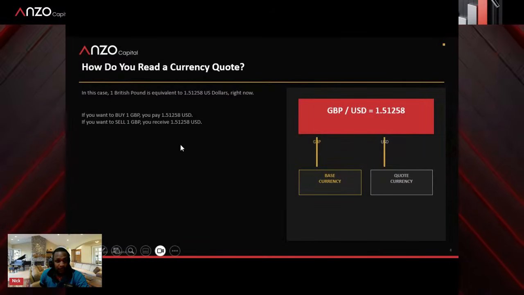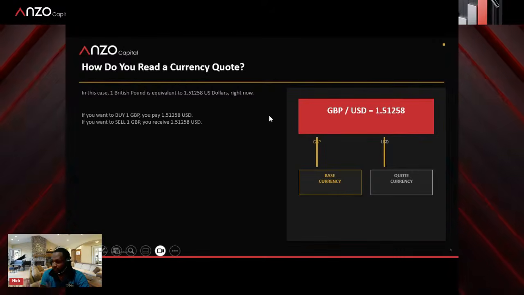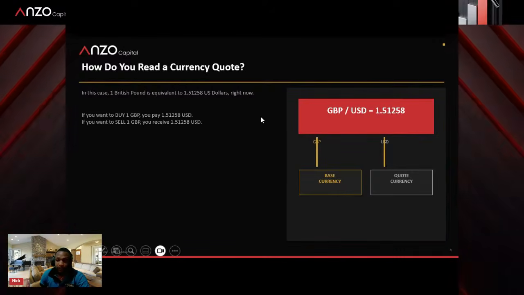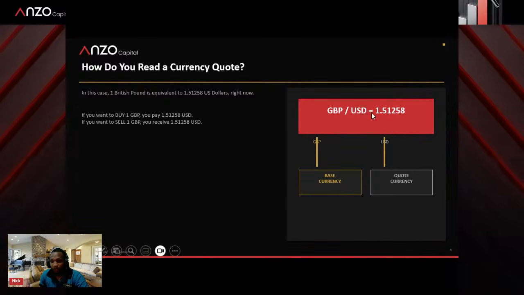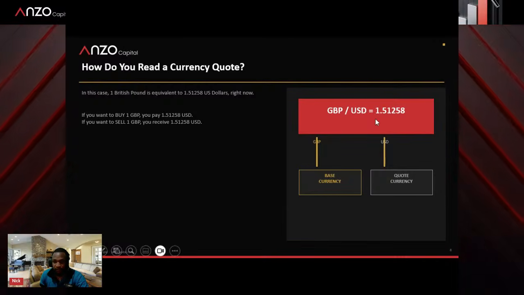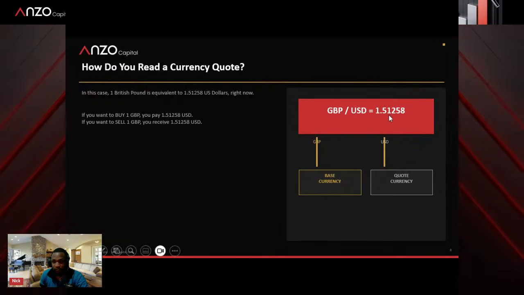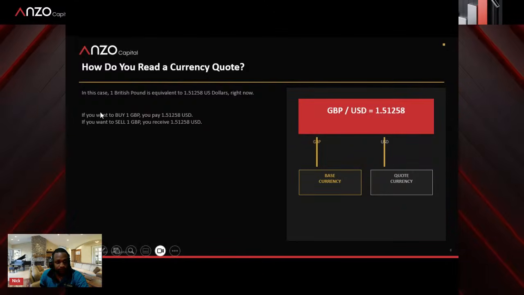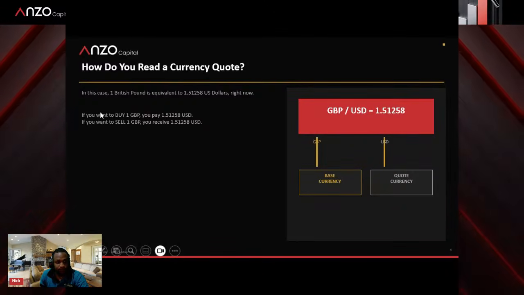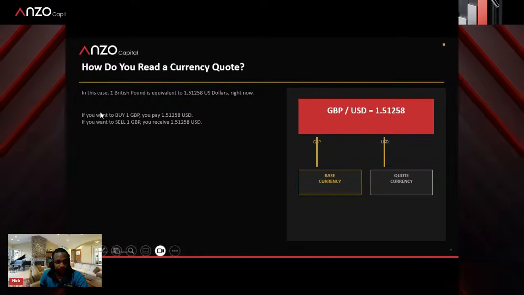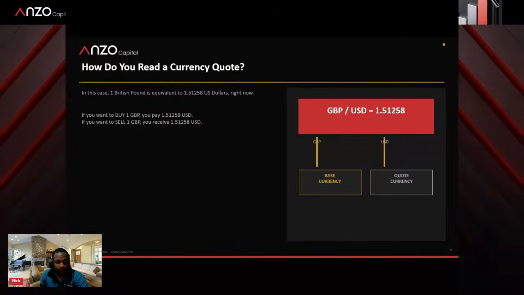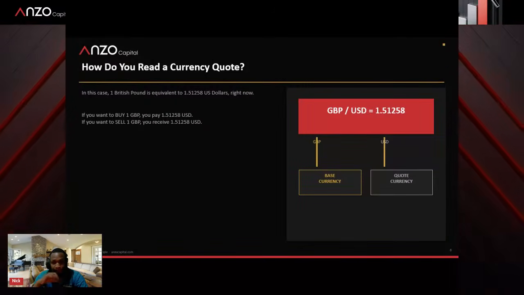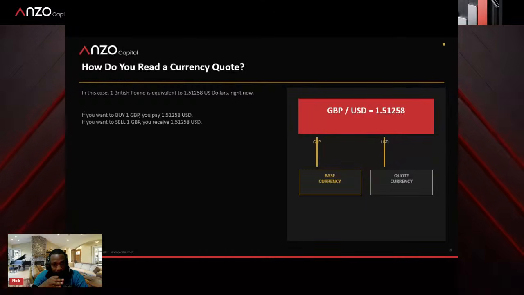Major currencies. So how do you trade the currency? Let's understand the currency quote really quick. Here we have GBP in the USD, and the quote is 1.51258, right? So 1 British pound is equivalent to 1.51258 of the USD at that moment. Again, it has to be at that moment, because the market keeps on changing. It's a 24 hours thing.